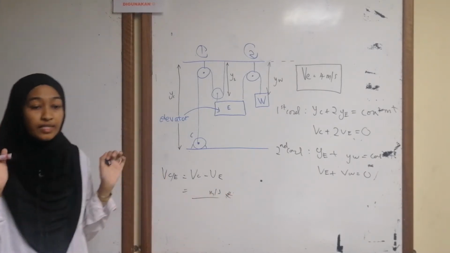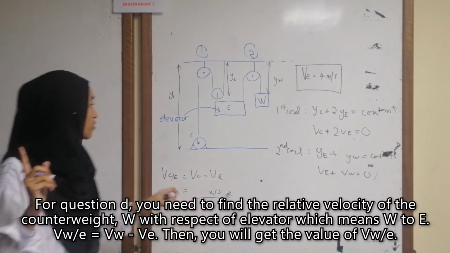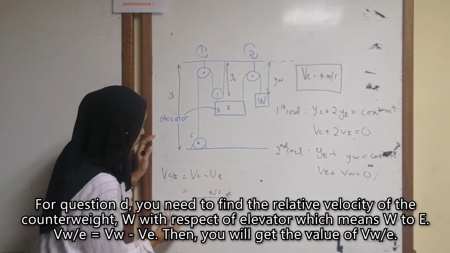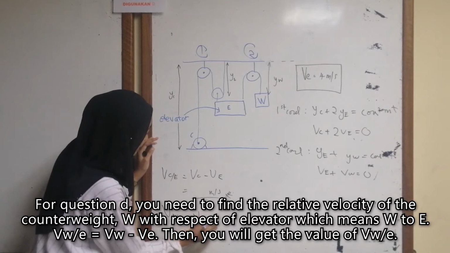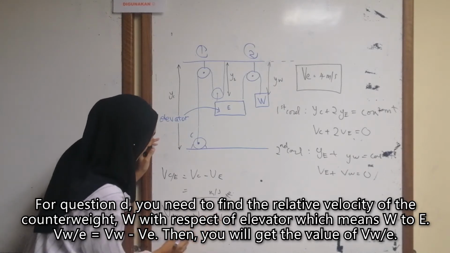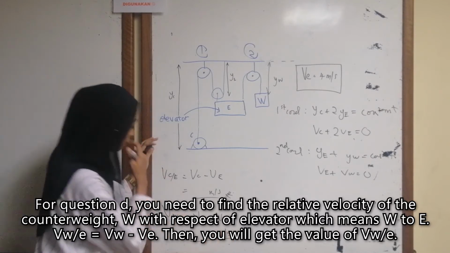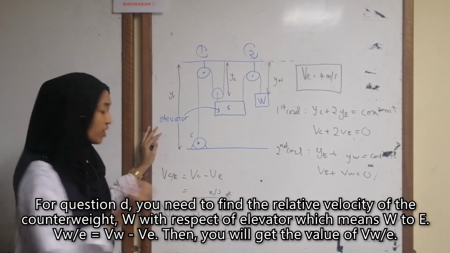Okay, for question D, we need to find the relative velocity of W with respect to E, which means W to E. VW to E equals VW minus VE. And then you will find the velocity of VW with respect to VE.